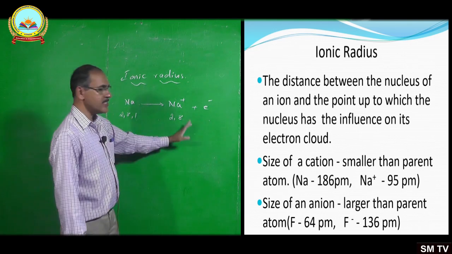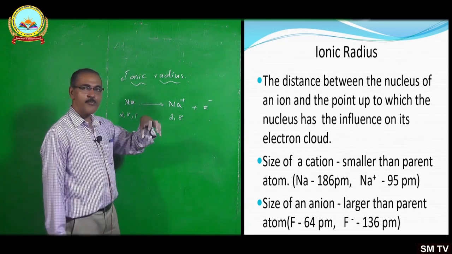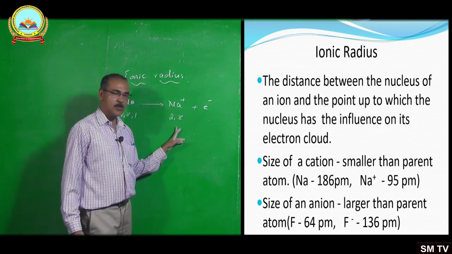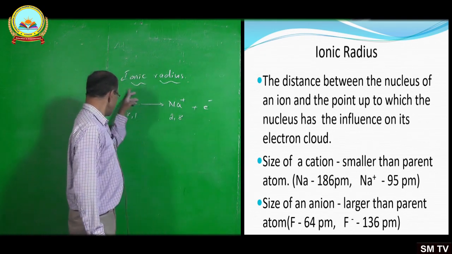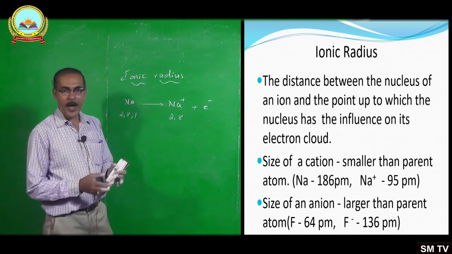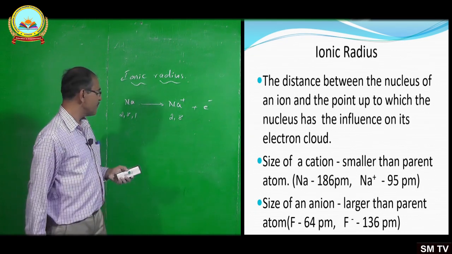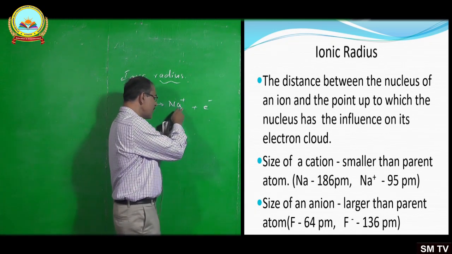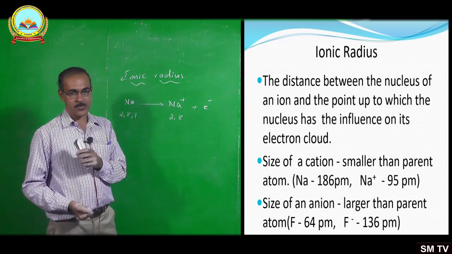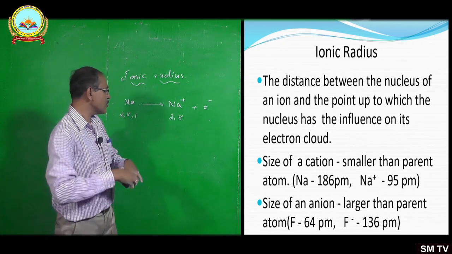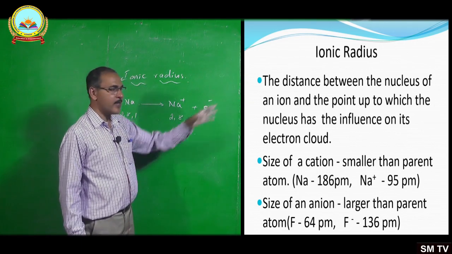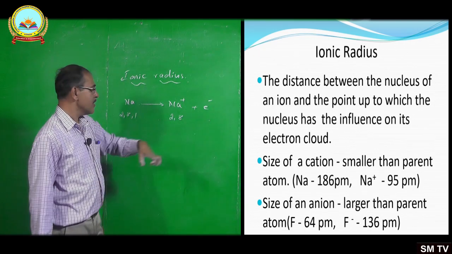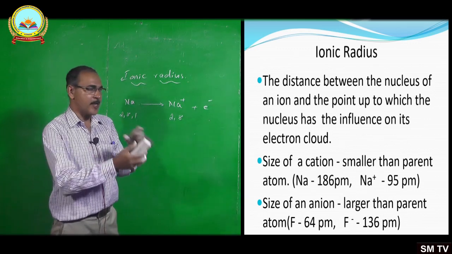Now, in both the cases, the number of protons in the nucleus remains the same. Here you have 11 protons, in Na plus also 11 protons. In this case, the 11 protons attract 11 electrons. In this case, 1 electron is less, so 11 protons attract 10 electrons. Naturally, the force of attraction on the electrons will be more here, or 11 protons can attract the 10 electrons more tightly. Thereby, the electron cloud shrinks.